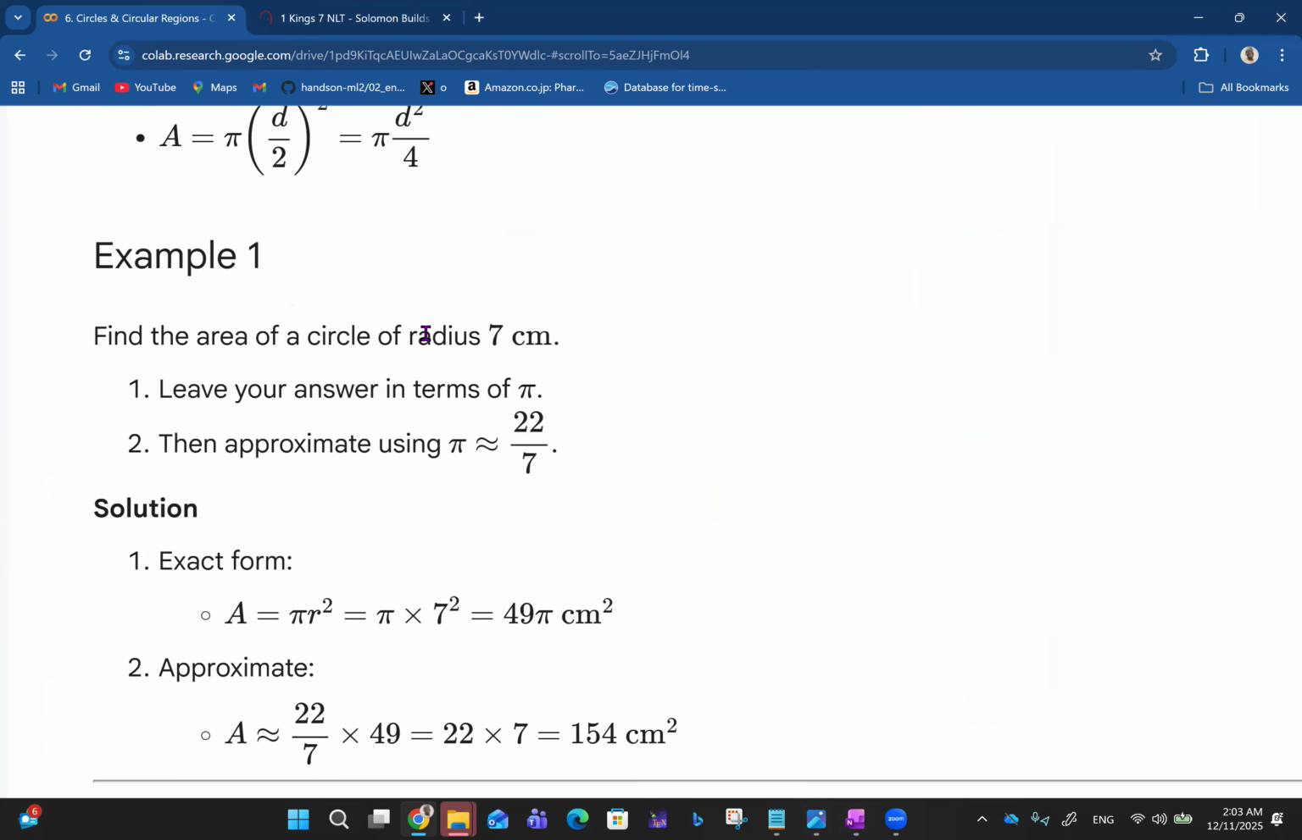So find the area of a circle of radius 7 cm. Leave your answer in terms of pi. Then approximate using pi to be 22 over 7. So the exact area is pi r squared. That's pi times 7 squared. That's 49 pi cm squared.